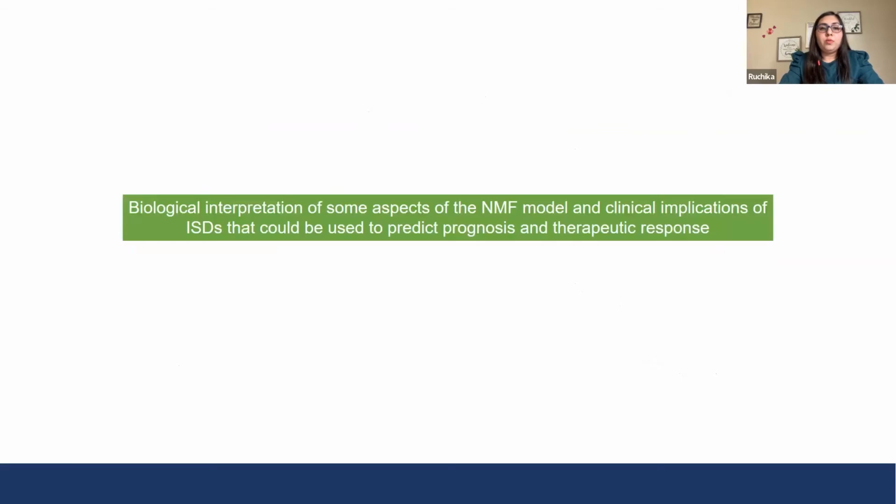Currently, we are trying to find biological interpretation of our NMF factors, and seeing if we could use them to predict prognosis and therapeutic response.